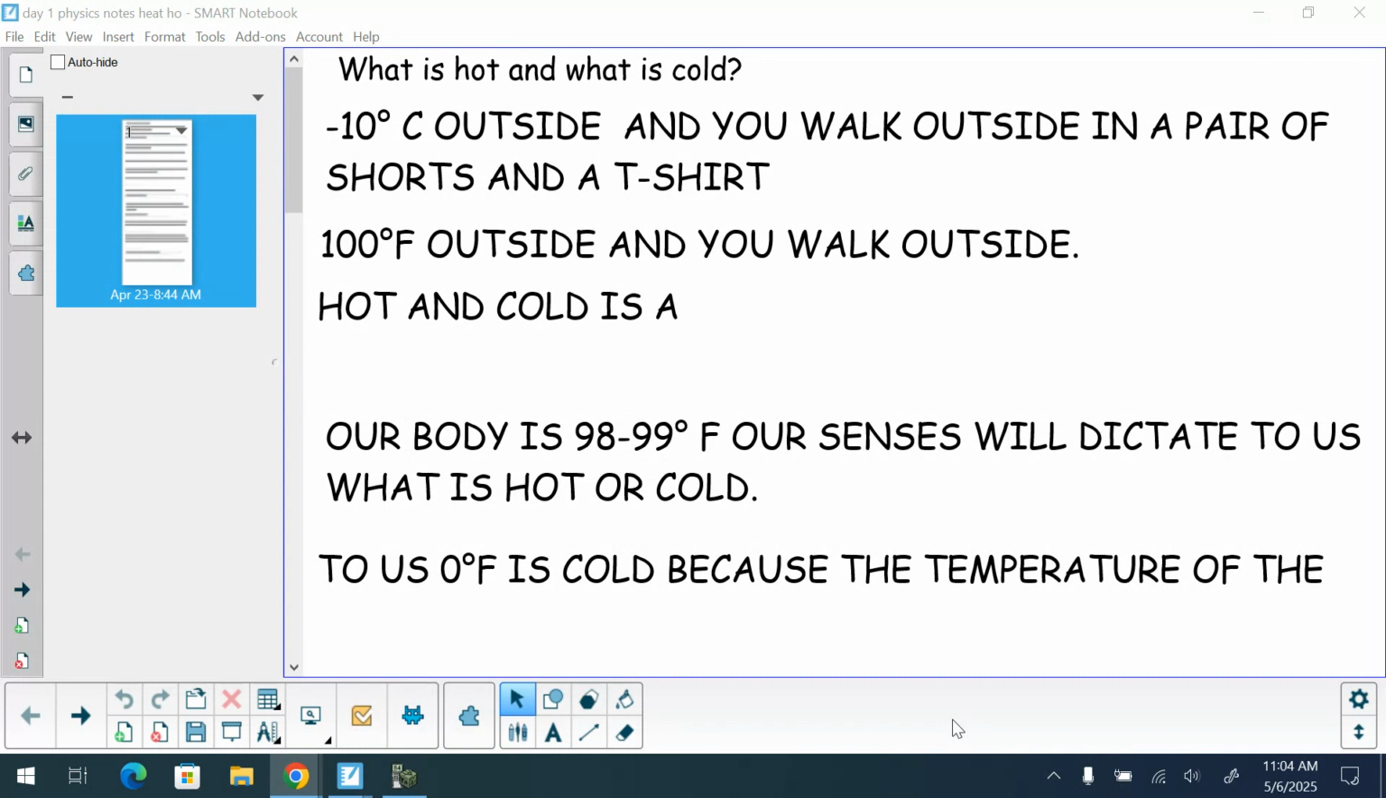What is cold? Okay, we say, man, it's cold, it's hot. If it's negative 10 degrees Celsius or 0 degrees Fahrenheit outside, and you walk outside in a pair of shorts and a t-shirt, is that cold? Are you cold? You walk to school in the middle of winter in a pair of shorts. Is it cold out there? That's pretty cold. It's cold. Okay? But you're wearing shorts.